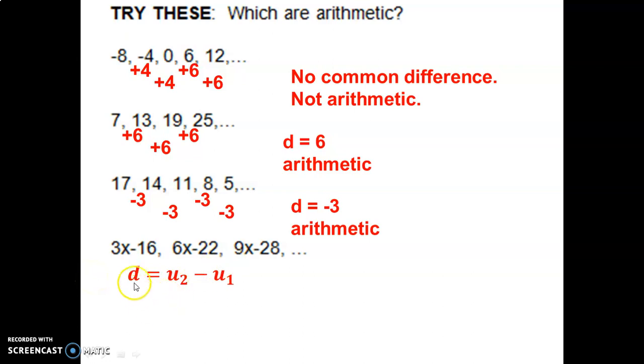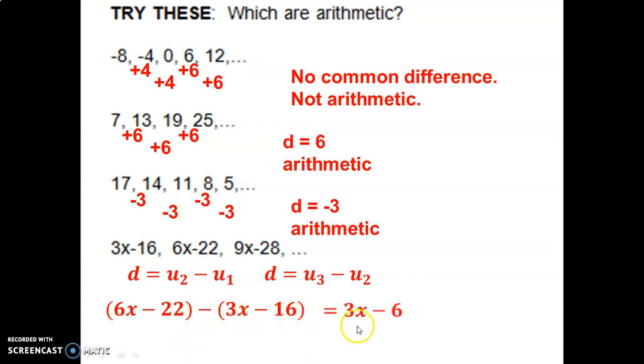Okay, so here I'm going to say the d value is u sub 2 minus u sub 1, so second term minus first term. And you can also find it by doing third term minus second term. These should match if you're looking at this one. The common differences should match if it's an arithmetic sequence. So second term, 6x minus 22, minus 3x minus 36, subtract that. Remember that this negative sign applies to both these pieces here. So you're going to end up with 3x minus 6.